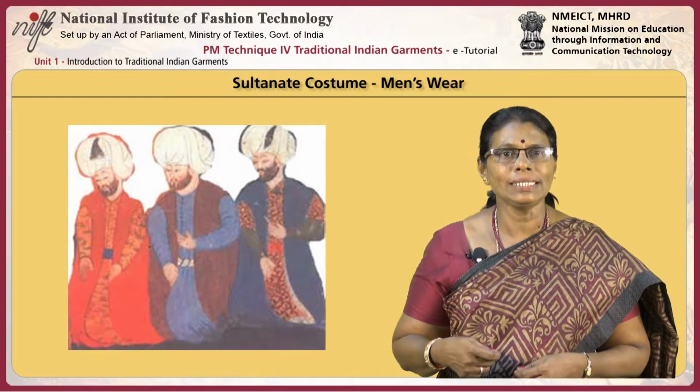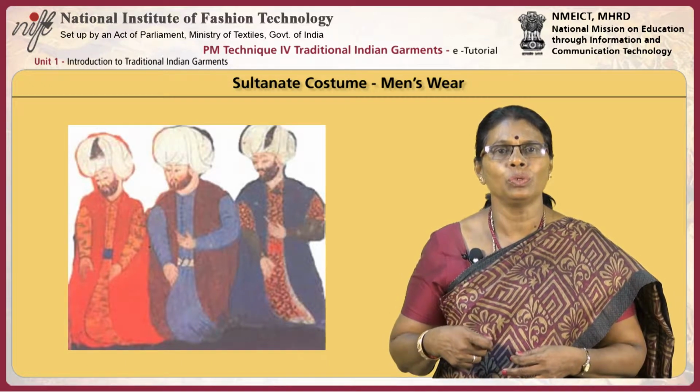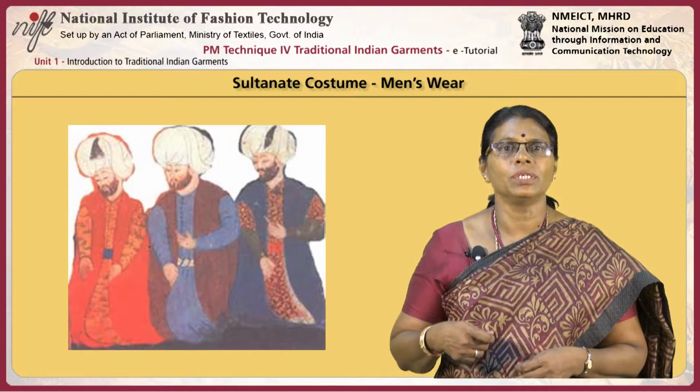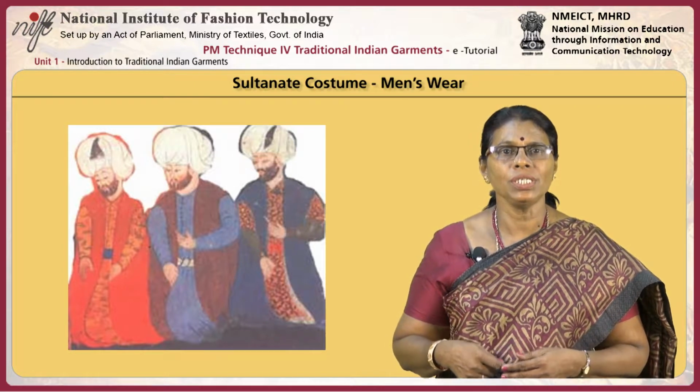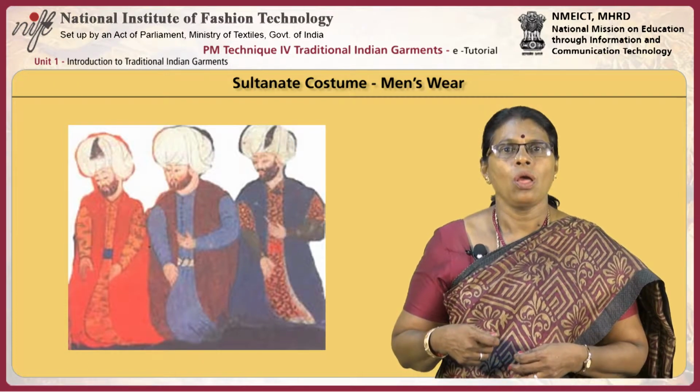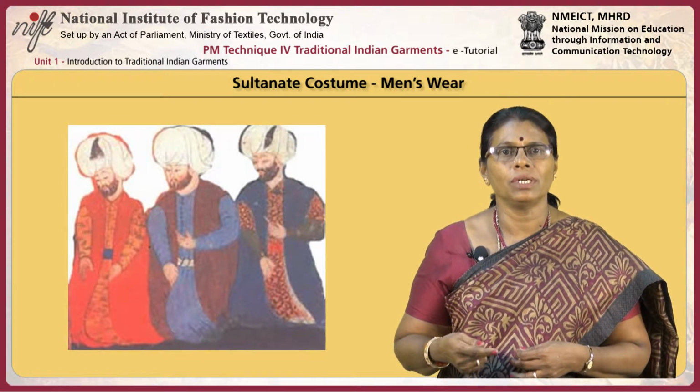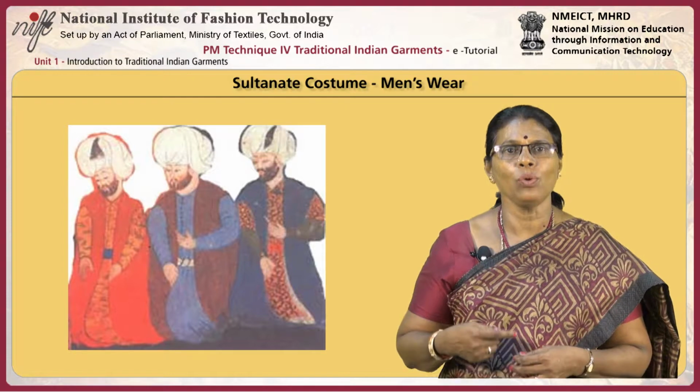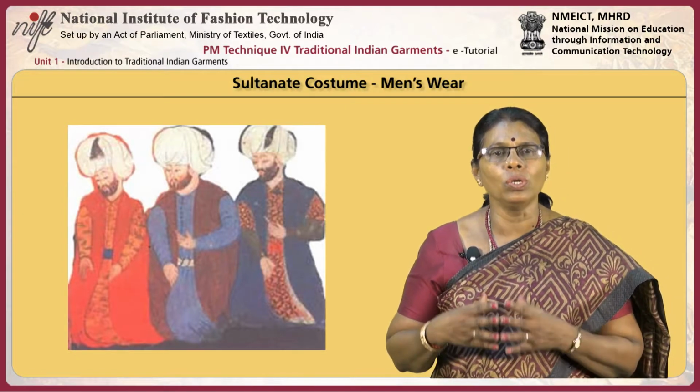Literary references to clothing of the Sultanate period mention an assortment of stitched garments, one on top of the other. These garments were usually worn and embellished with golden embroidery.